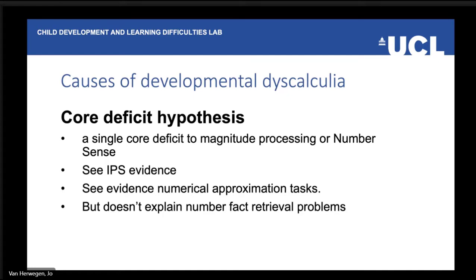Now, although it is a possibility that children who've got developmental dyscalculia have difficulties with number sense, and therefore can't really know how numbers relate to each other, and that might mean that they keep making mistakes in their counting, for example, especially crossing boundaries, this deficit hypothesis does not explain why children wouldn't be able to commit things they've learned to their long-term memory, or why they wouldn't be able to retrieve number facts from their long-term memory, for example.